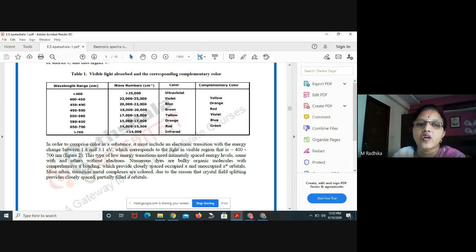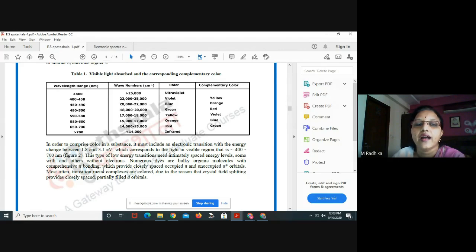Because they have a lot of pi bonding. Okay. We know that once it is a pi bond, electrons are loosely held. So they can easily jump to the closely placed occupied pi to unoccupied pi star orbitals. Okay. Anti-bonding orbital. So whenever there is a jump from occupied to the unoccupied, the organic molecules are going to exhibit color. So organic molecules are showing color purely due to the pi bonding.